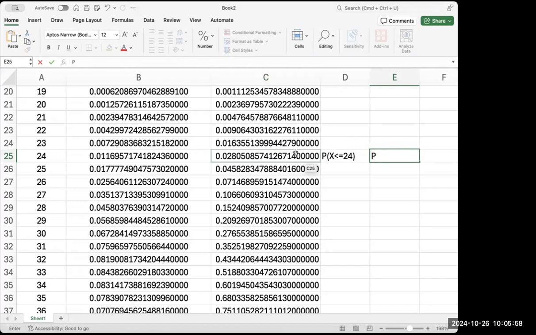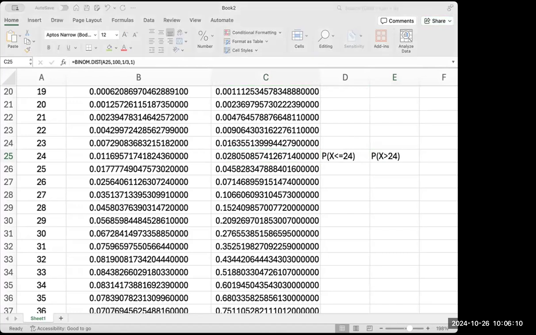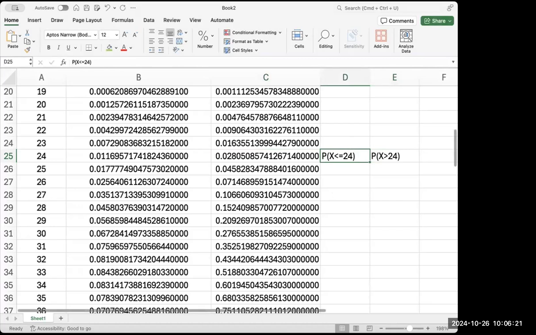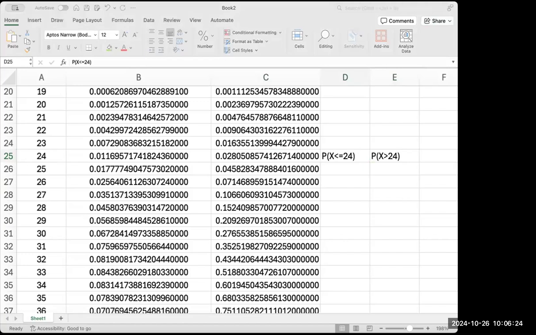So if we want the probability that X is greater, which was the original question, is that the original question? Hold on. 23, sorry. Okay. So it was greater than 23. What's greater than 23? Greater than 23 is 24 or more, right? So I'm going to go to less than or equal to 23.